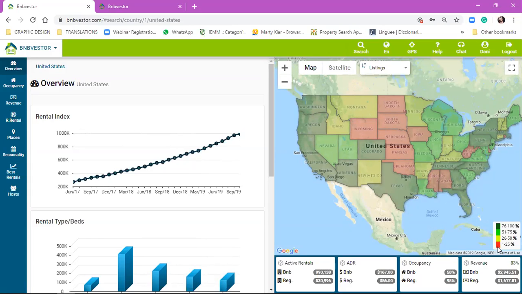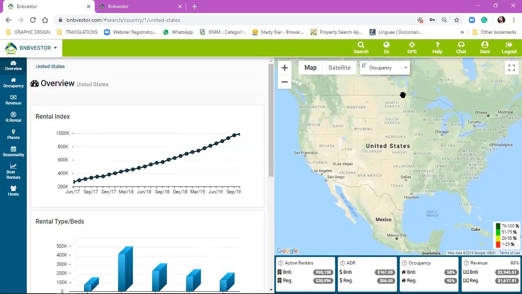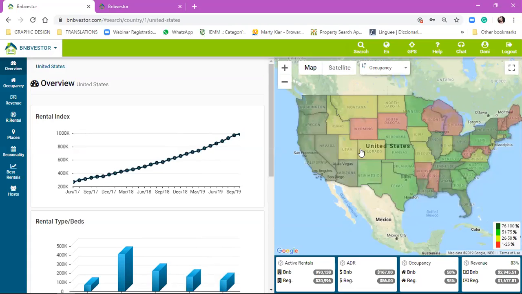The yellow has from 26 to 50% of B&B listings. It means that it doesn't have so much. And then green is right below the dark green, and doesn't have as much either. If we change the distribution into occupancy, you see how all the colors modified, and it's now going to distribute it into the states that have the highest occupancy rate. Then we have the highest average daily rate.